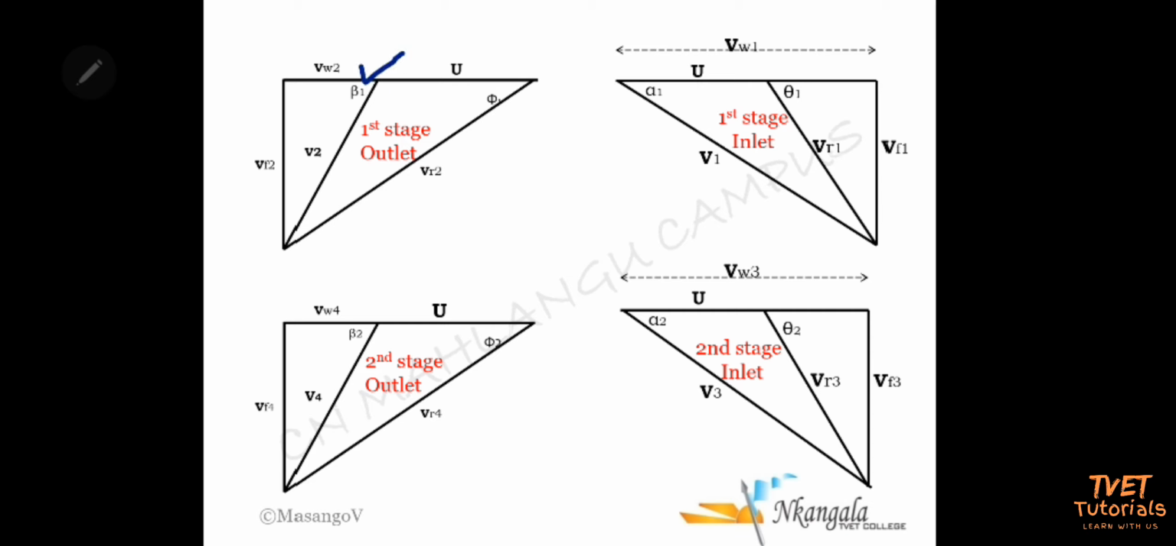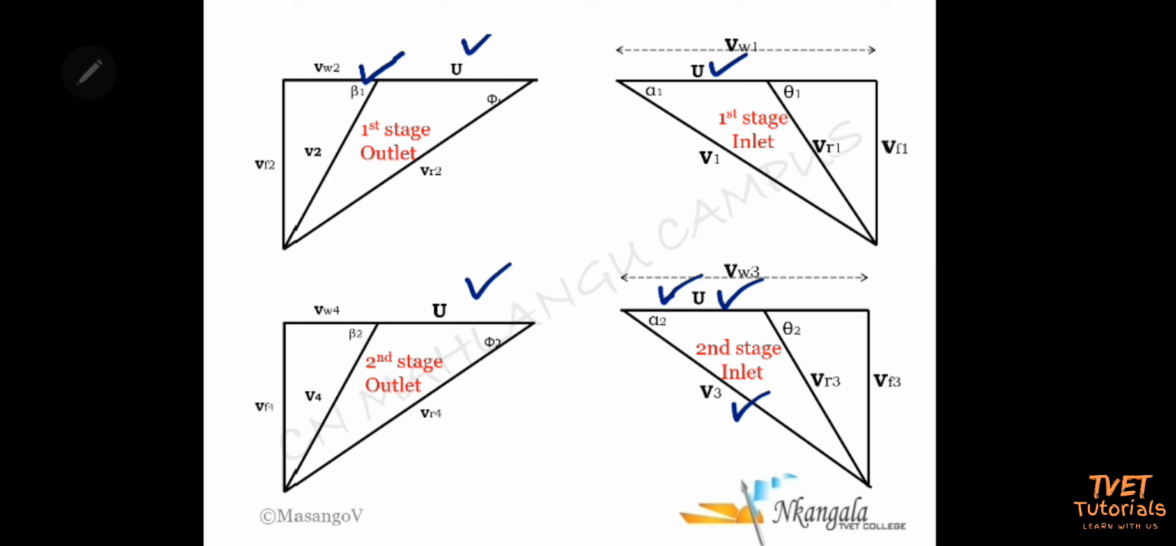So beta 1 is that guy. We were then given alpha 2 is that guy. We were then given an equation of calculating V3, and we calculated V3. We were given U, the mean blade speed, so there is U everywhere.